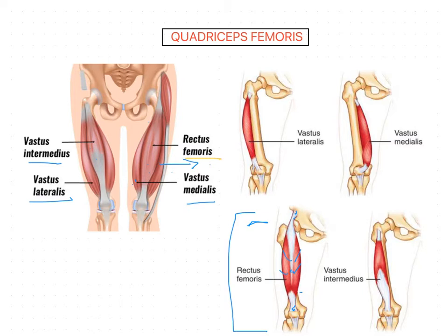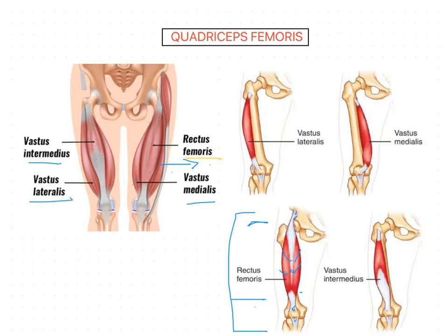If you see the action, it is an extensor of the knee joint. This is also called the kicking muscle, and this one is also a flexor of the hip joint. Okay, now we will see the vastus lateralis.